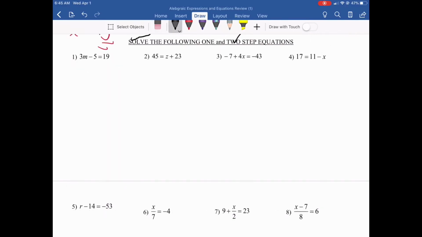On to number 1. This is the fun stuff. This is where it gets juicy and fun. Can't you feel it? Do you see what we're doing here? We're solving for 3m. So we're solving for m.